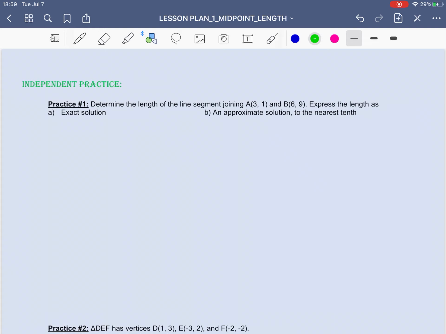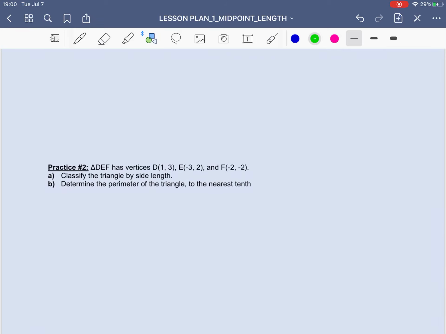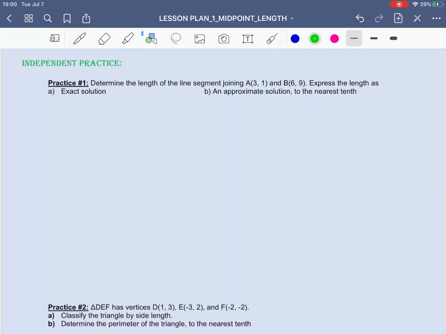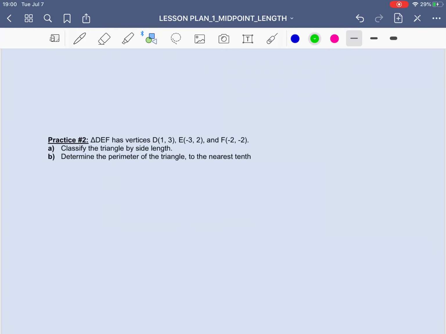Now we have to find the length of a line segment. 3, 1 and 6, 9 are the coordinates. We have to find the exact and the approximate solution. Now this is something you have to do on your own. That's your independent practice. And I think this is straightforward. It's just like the example we just did together.